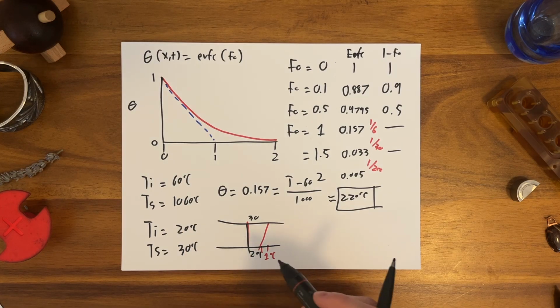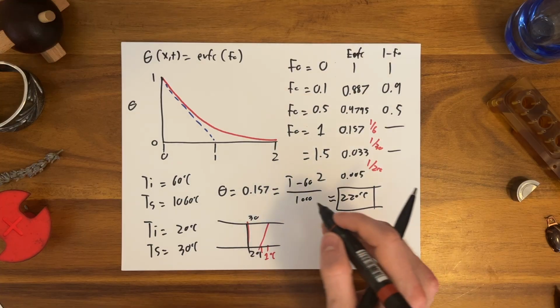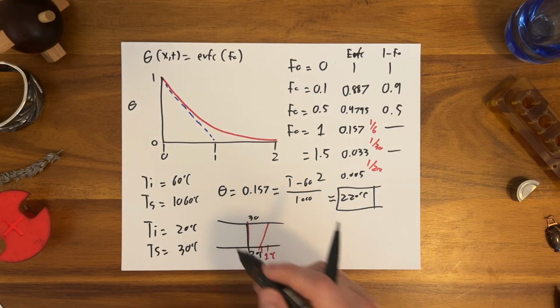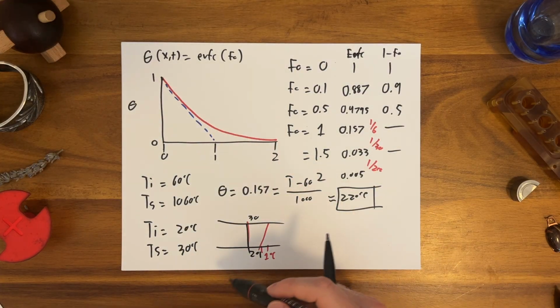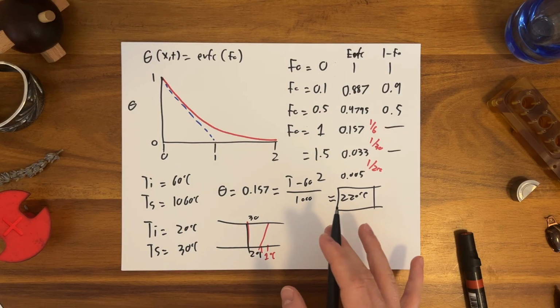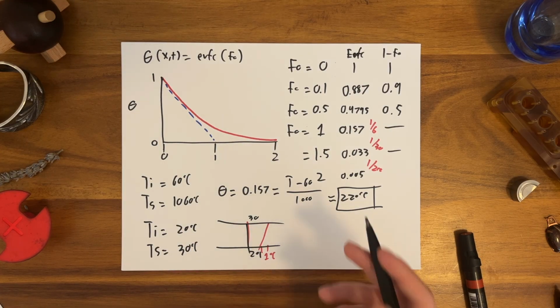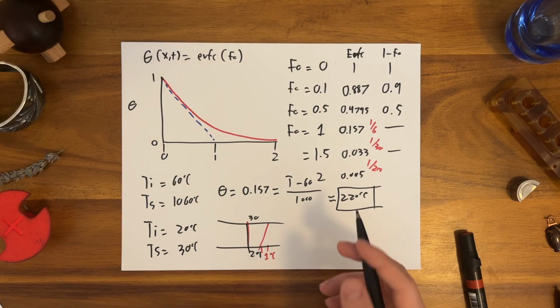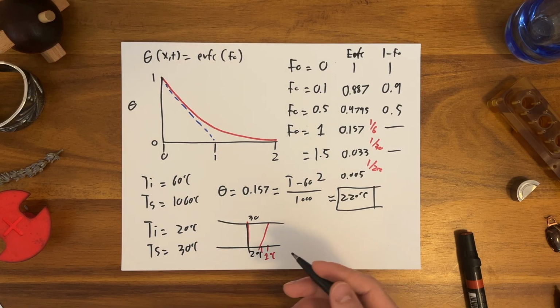And if I needed that to be 29.5 or 29.999, I can make the Fourier number smaller and smaller and smaller to get theta arbitrarily close to 1 and make the gradient arbitrarily small. It just takes a lot longer. So this is the kind of use of the semi-infinite solid model to find the answers to transient thermal problems.